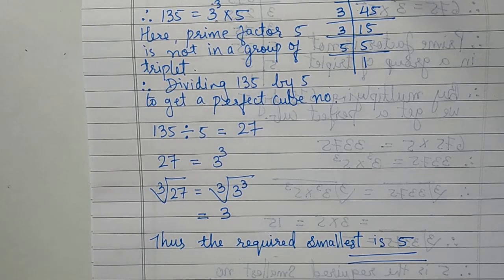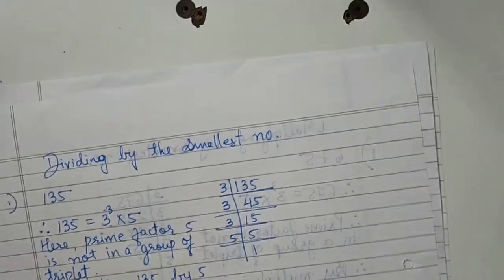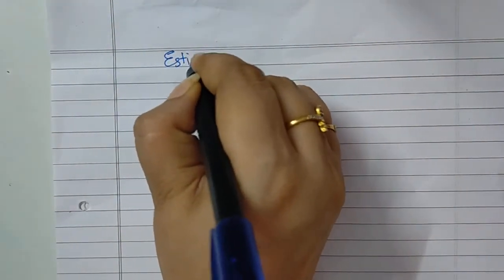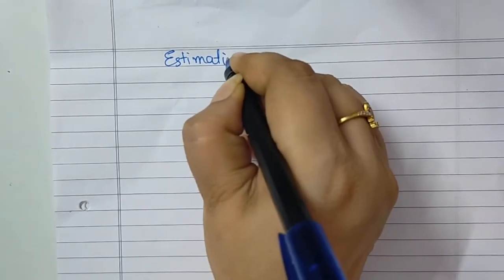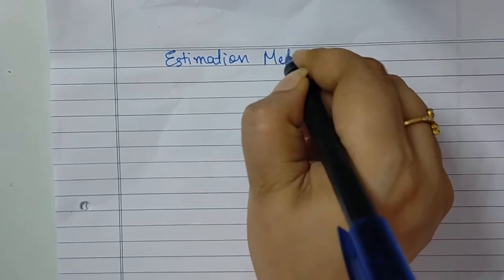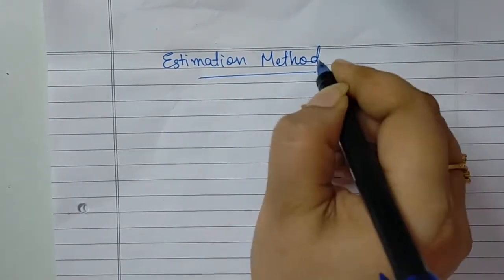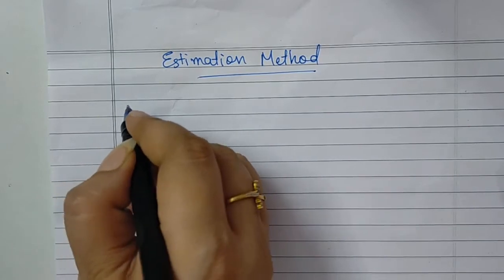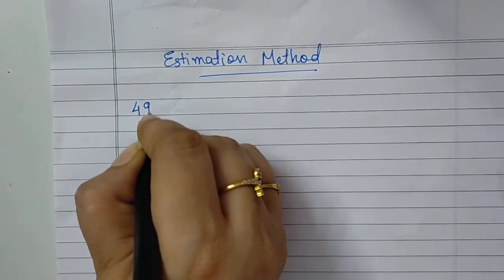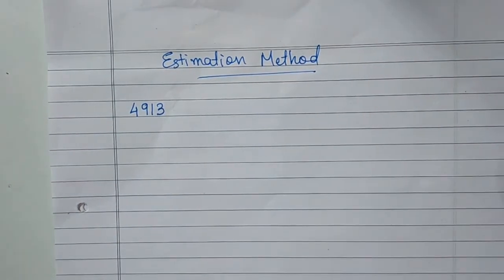Now the last pattern of this chapter is finding the cube root by the estimation method. We are not supposed to do any factorization over here. We are just going to assume it, that is, we are going to estimate it. So, estimation method. For example, let me take 4913.